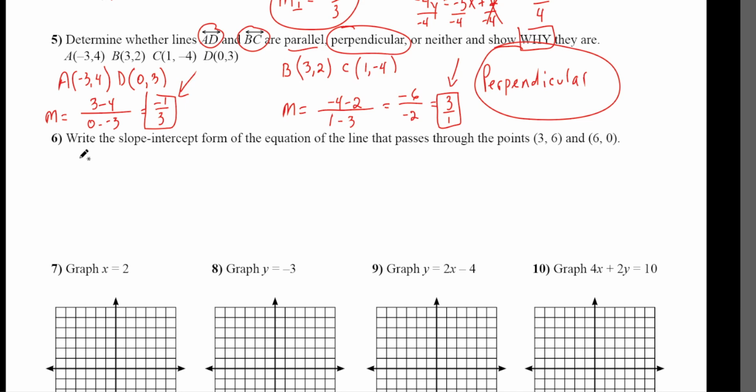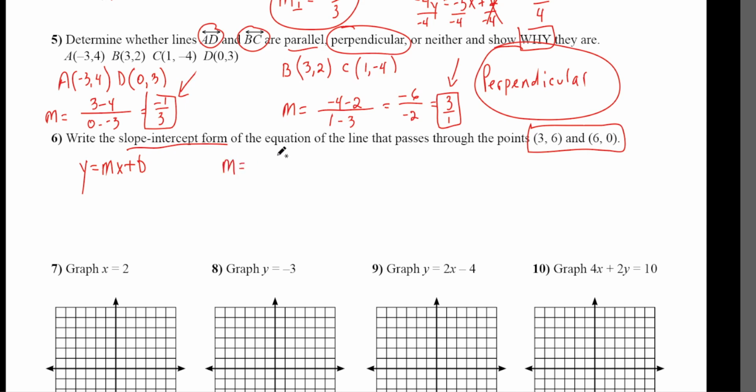Let's do another one. This says, write the slope-intercept form. We've talked about that once already, haven't we? What is slope-intercept form? y = mx + b. Here are two points, (3, 6) and (6, 0). Well, what can I do if I have two points? I did it twice up here. I got two points here, and I found the slope. I got two points right here, and I found the slope. Well, check this out, I got two points right here. So what am I going to find right off the bat? The slope. That's right.